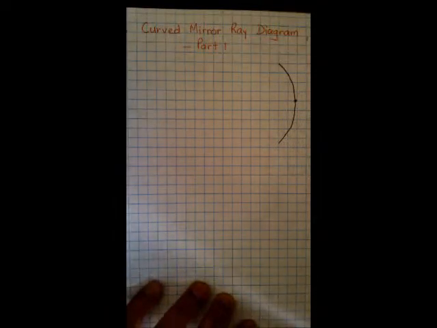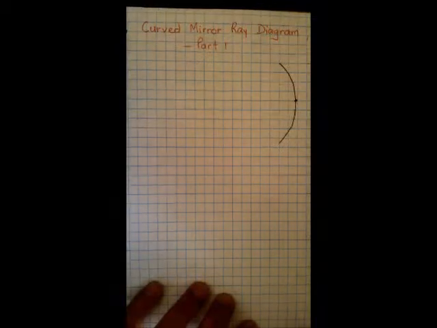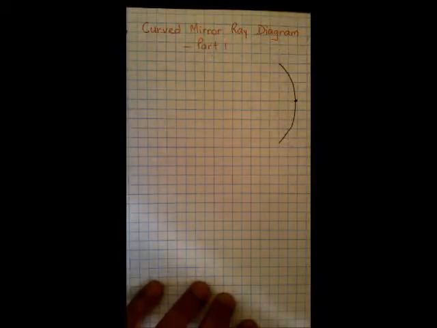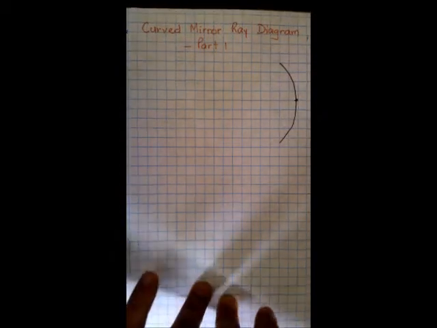In this part, I am going to show you the 3 special rays that we will be using in order to complete a ray diagram. And in Part 2, I will be showing you how to actually use those 3 rays to complete a ray diagram. So in Part 1, we need to understand the 3 special rays that are going to help us. Which ones are those rays?